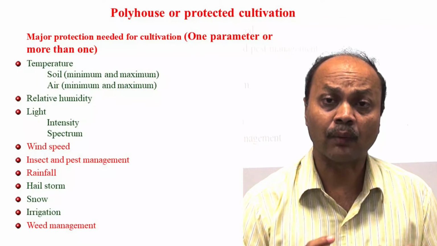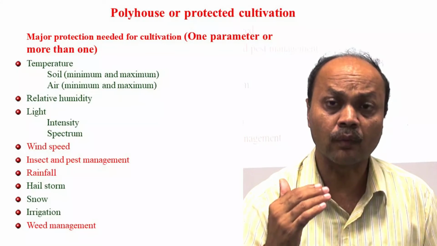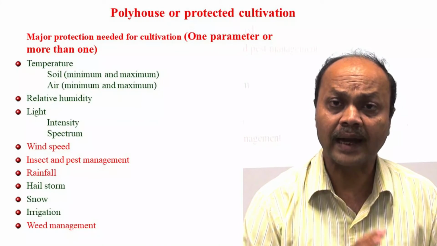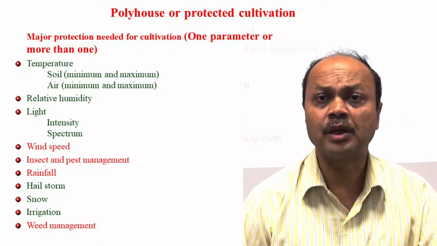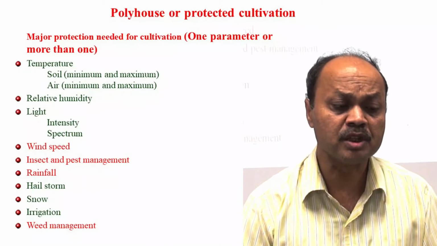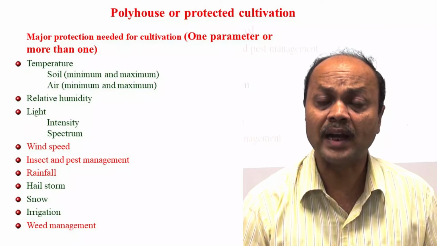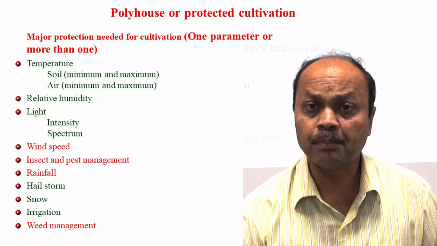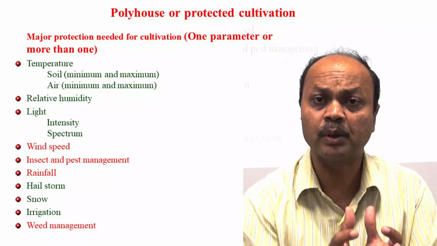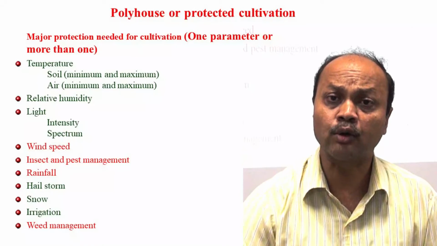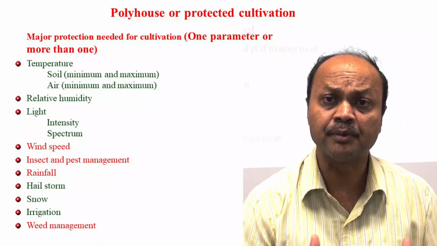What I want to say is that if you are going to grow a crop at any place in India, or any part of the world, these parameters are important. Soil temperature: minimum and maximum round the year, how it varies. Air temperature: minimum and maximum round the year at that location. Apart from that, how relative humidity varies.